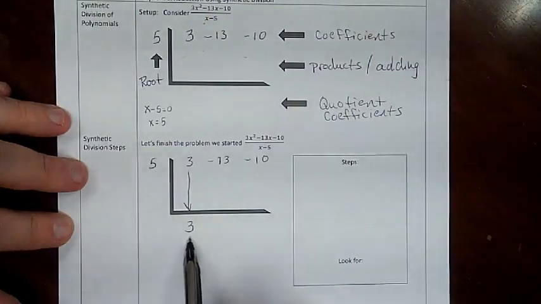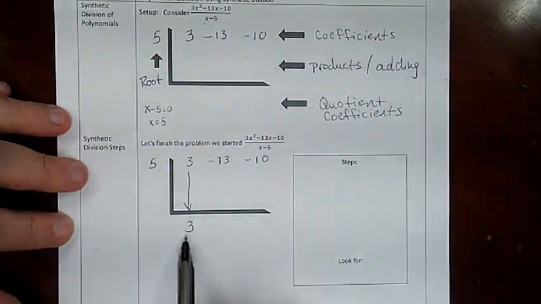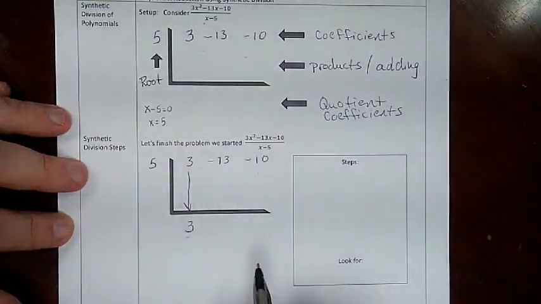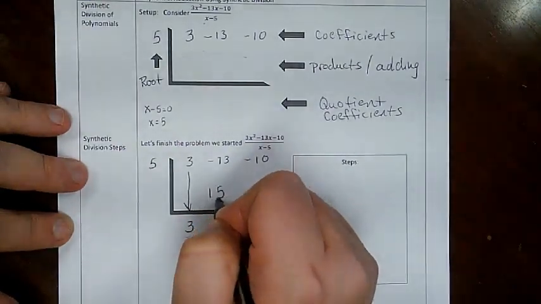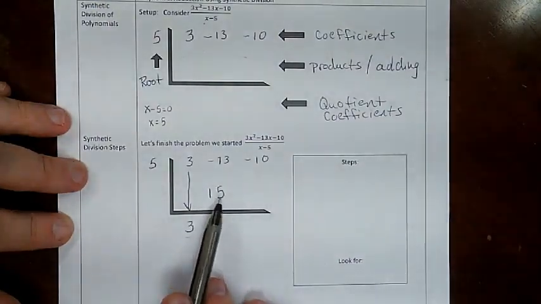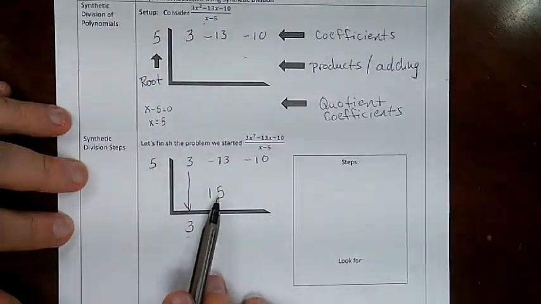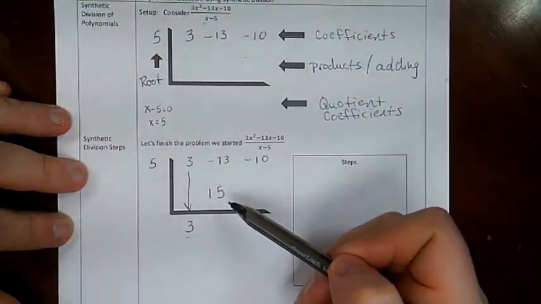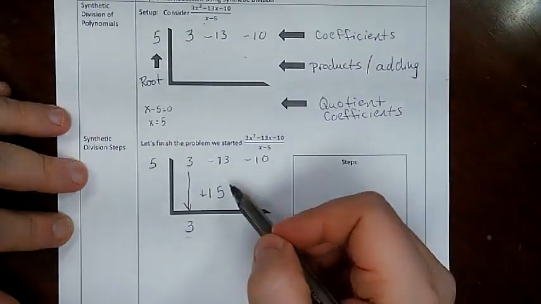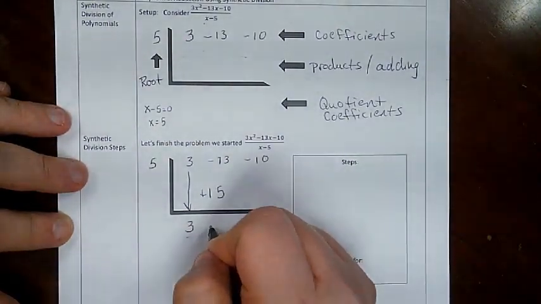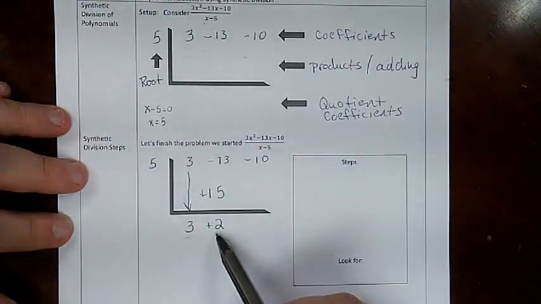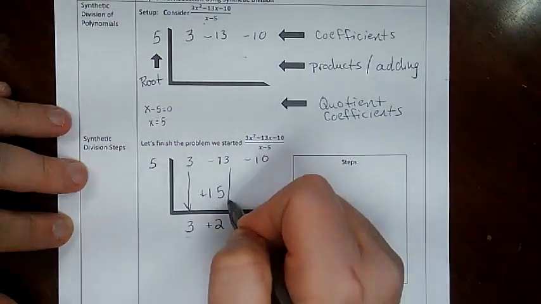Next, I'm going to take this 3 that's underneath the line, and I'm going to multiply it by my root 5. 3 times 5 gives me 15. I write this 15 above the line because that is my product that I will be adding. So I'm going to add this 15 to this negative 13 and say, okay, negative 13 plus 15 gives me positive 2. I write this positive 2 below the line because I am adding down.